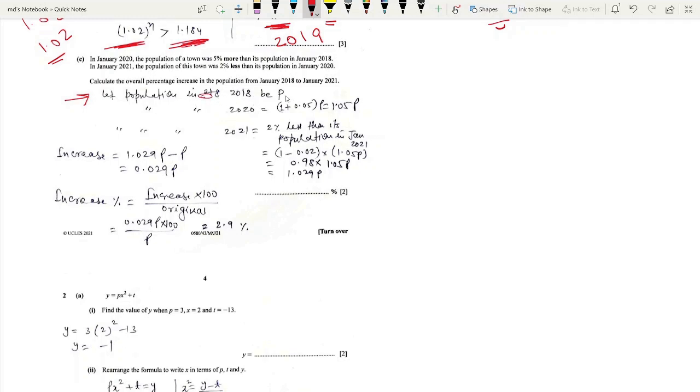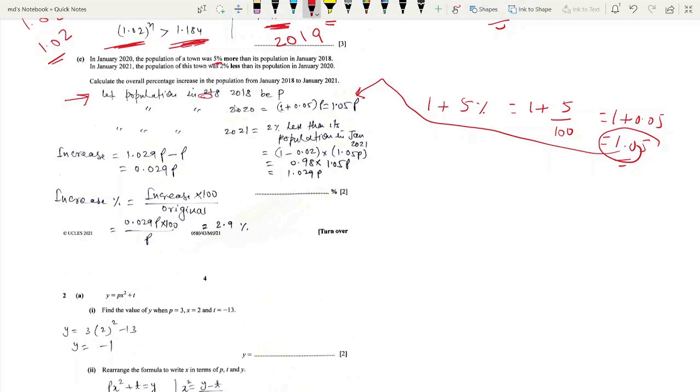Okay, so here I have also explained, let the population in 2018 be P. The initial population of 2018 I have considered as P. Now the population in 2020 will be what? Here it is written 5% more, right? So multiplier factor will be 1 plus 5%, right? It means 1 plus 5 over 100. It means 1 plus 0.05, which is 1.05, right? So you can check here.